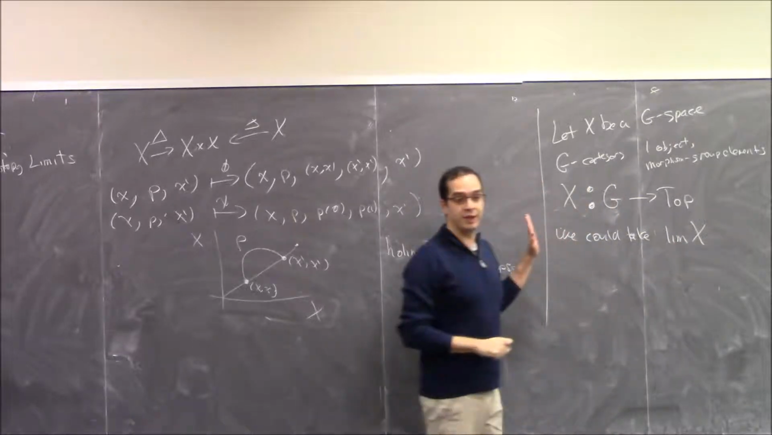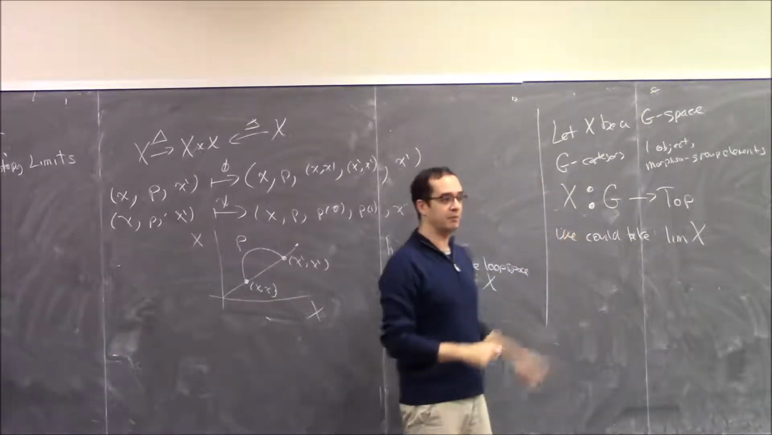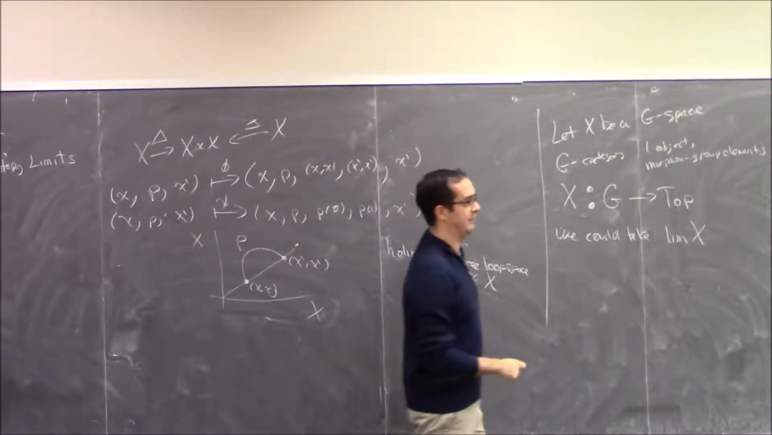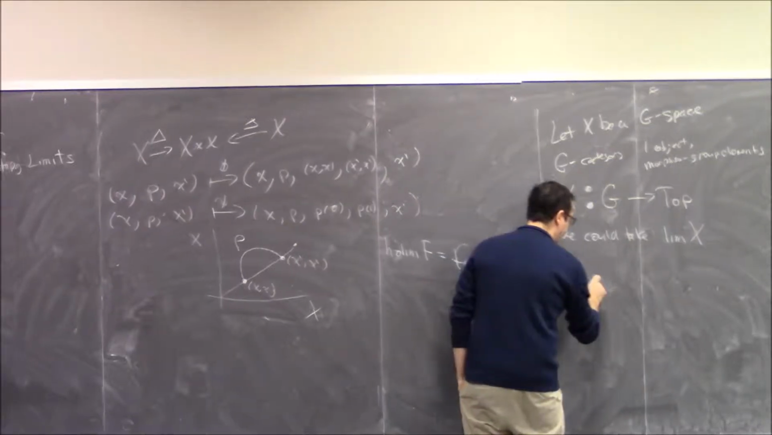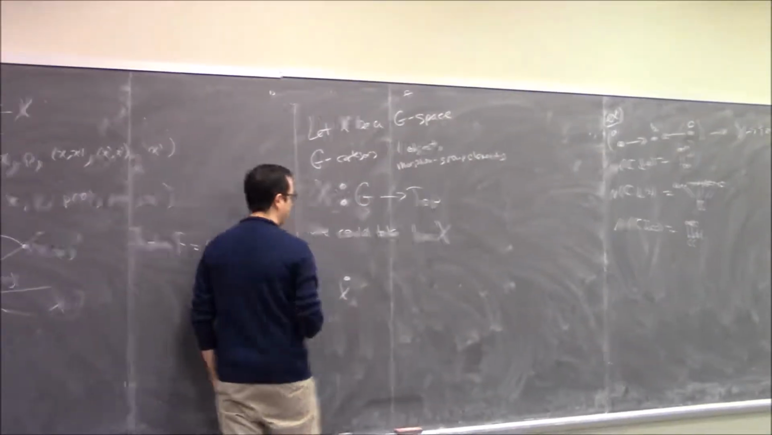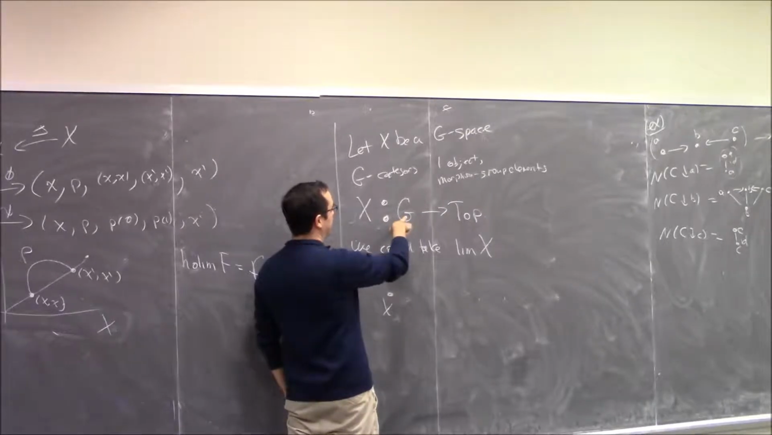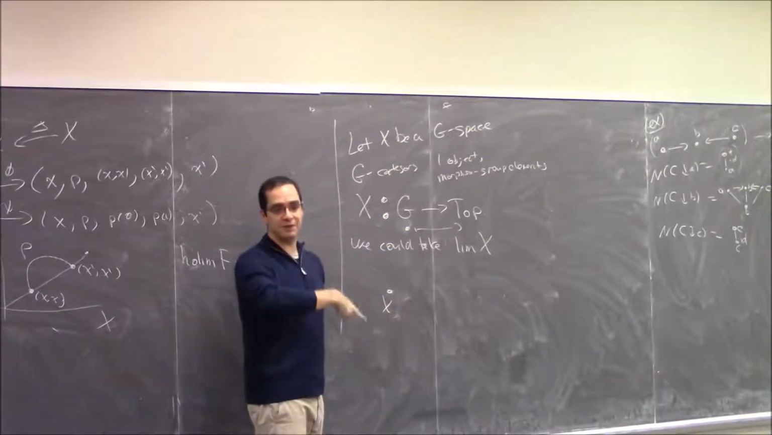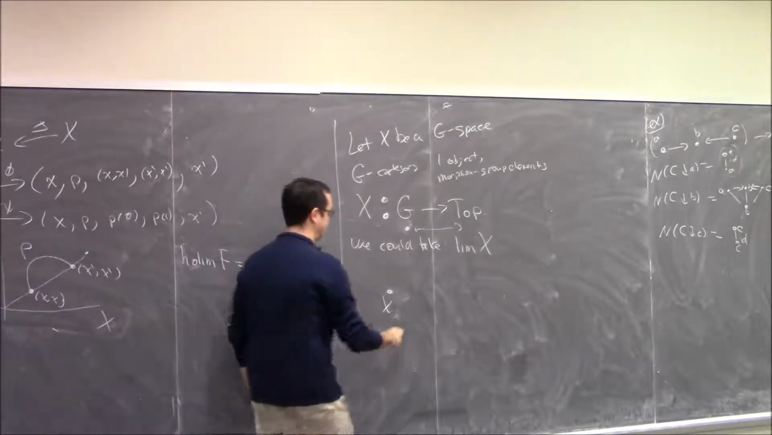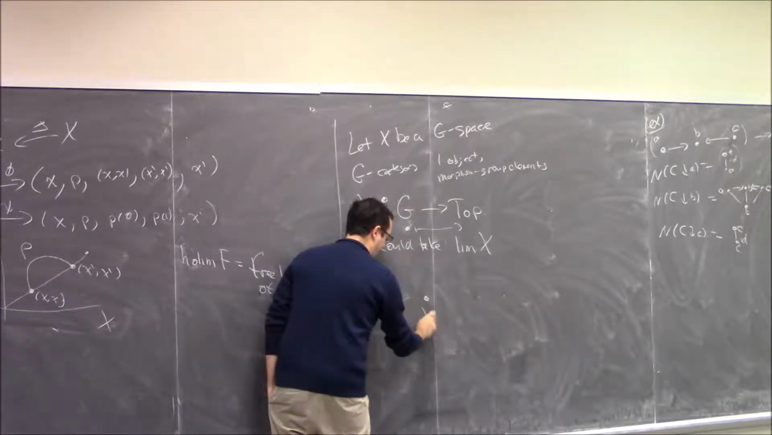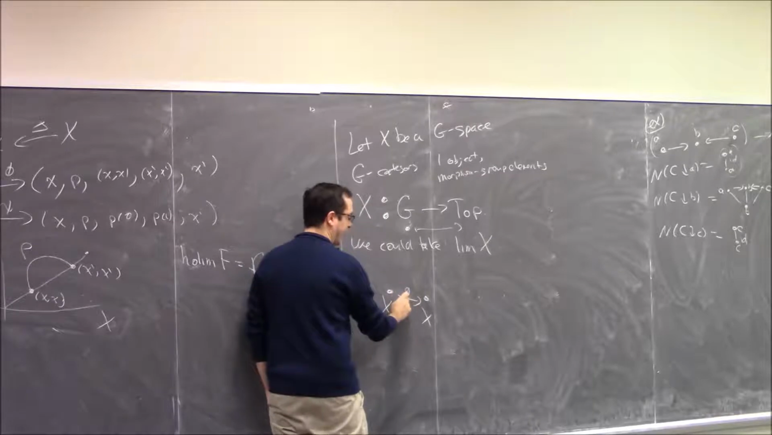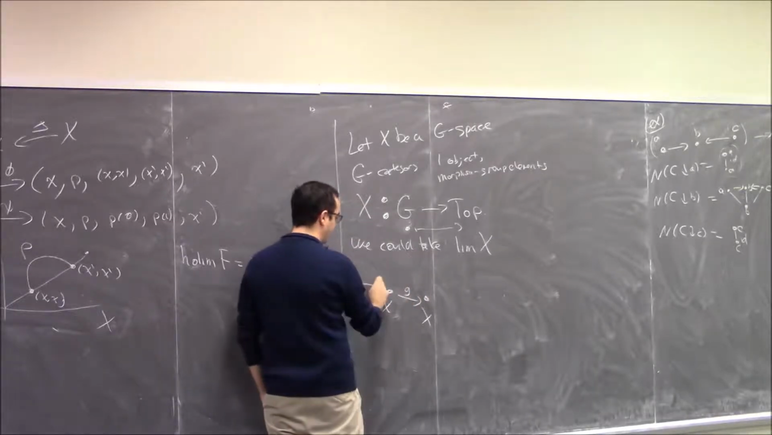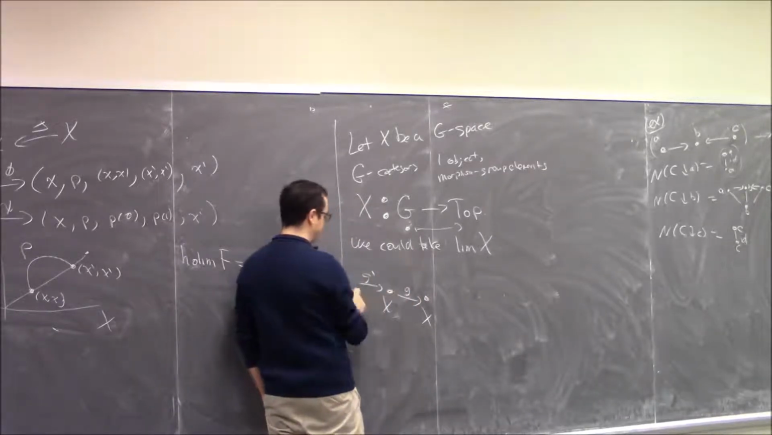Well, we could just take the limit of X, right? And what would the limit be in this case? Just a stabilizer, I guess, or something. It's the fixed point set. Fixed points, yeah. Right, so I have all these maps, all these arrows, one for each group element.